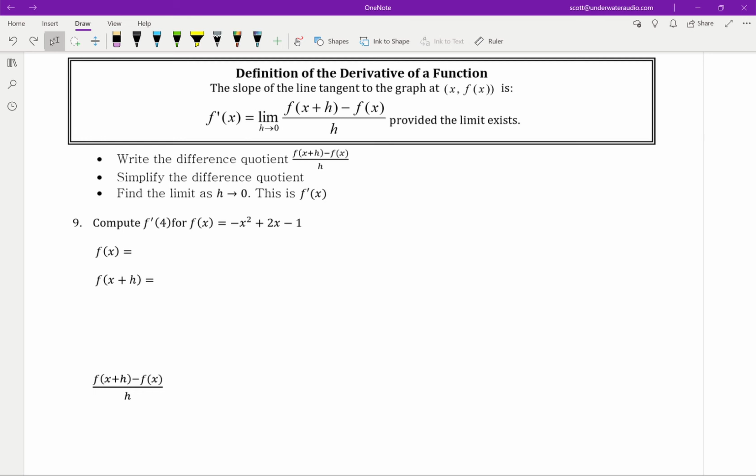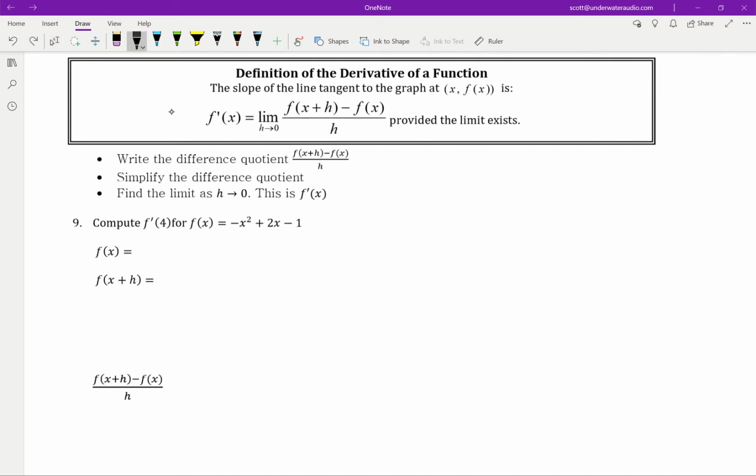Okay, so this is the last part of section 1.4. One of the reasons why we're talking about the limit is because we want to have a limit definition of the derivative. Just to remind you, the derivative is a thing that we use to find slope. So the slope of the line tangent to the graph of f of x is f prime of x equals the limit as h goes to 0 of f of x plus h minus f of x all over h.